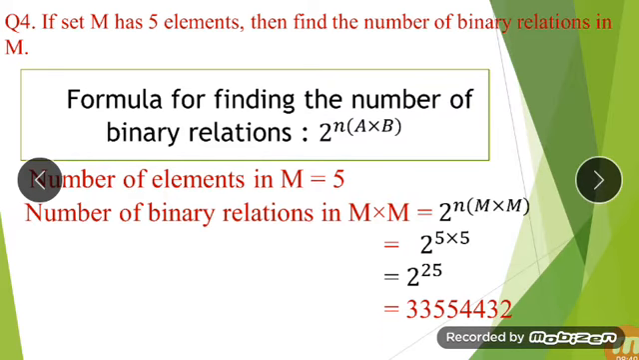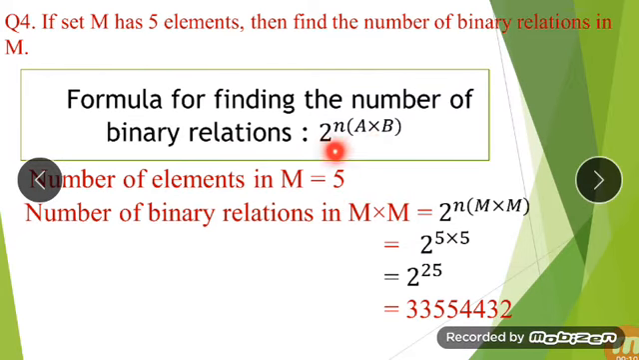So the number of binary relations can be found out with the help of the formula given here: 2 raised to the power n, where n stands for the number of elements in A into B. A into B is the Cartesian product. It means the number of elements in the Cartesian product. So here the number of elements in set M is given as 5.